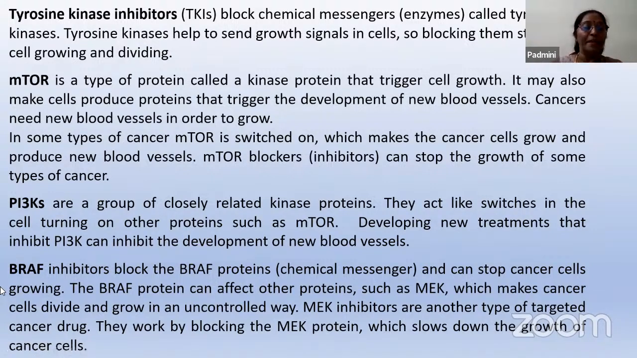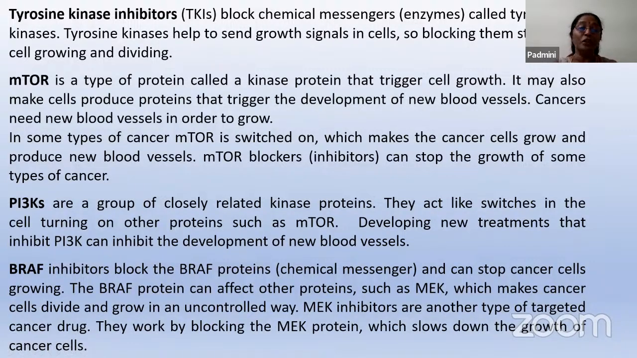Then there's one more, PI3K. These are a group of closely related kinase proteins. Wherever you find kinase, that means the kinase can either increase development or decrease cell proliferation. Kinase proteins act like switches, that is, they turn on the cells for development or turn off the cells from proliferation. So developing new treatments which can inhibit PI3Ks can inhibit the development of new blood vessels.